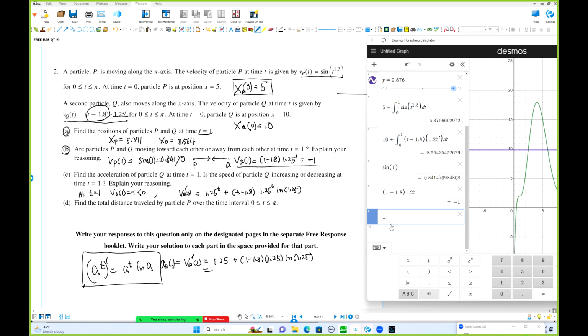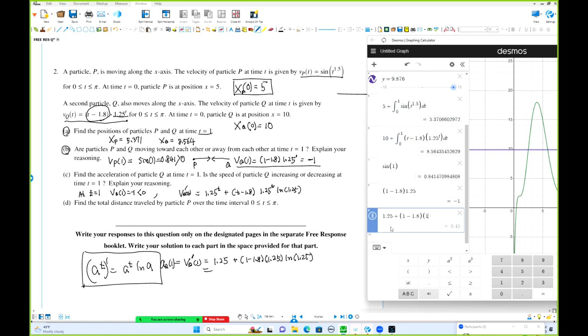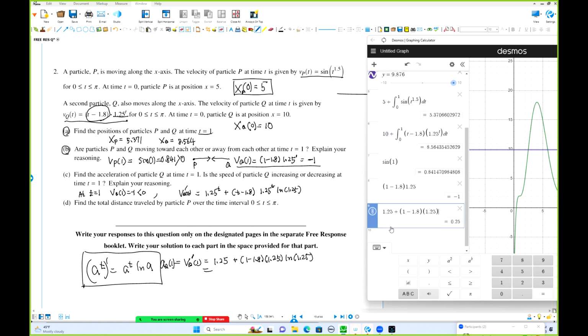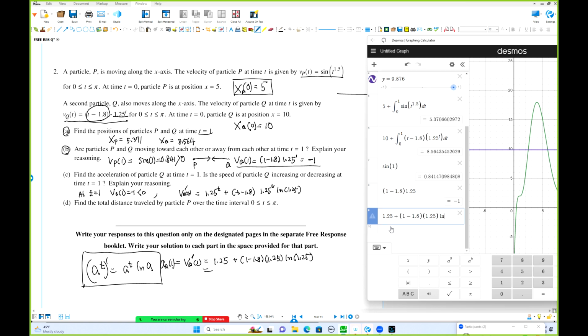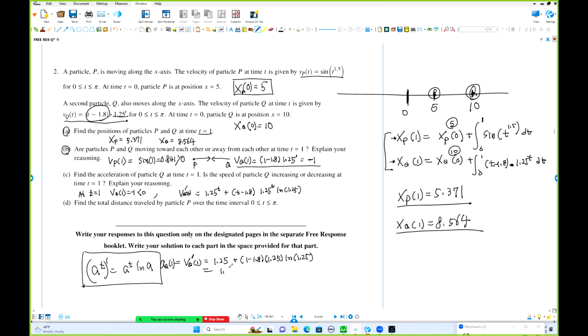1.25 plus 1 minus 0.8, 1 minus 1.8, and times 1.25, and times ln 1.25 too. How much is 1.027, right? 1.027. This is positive.